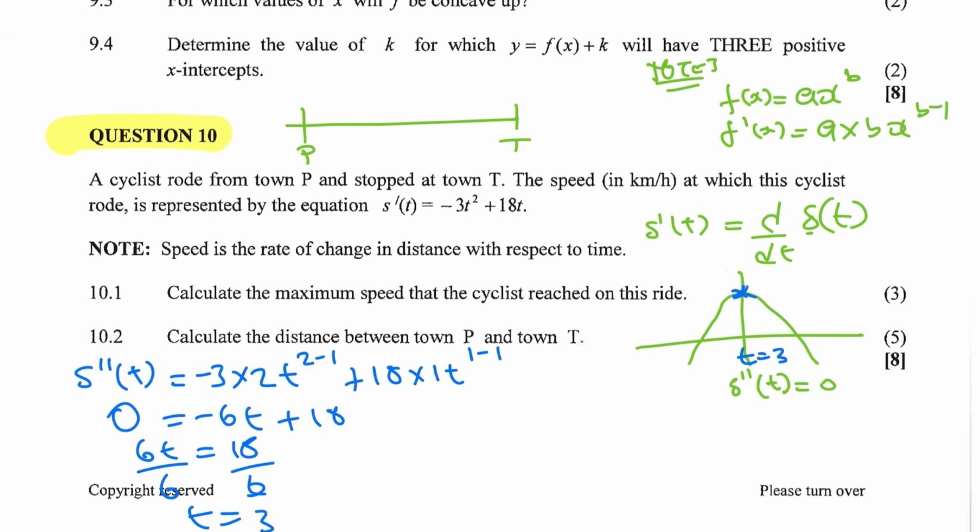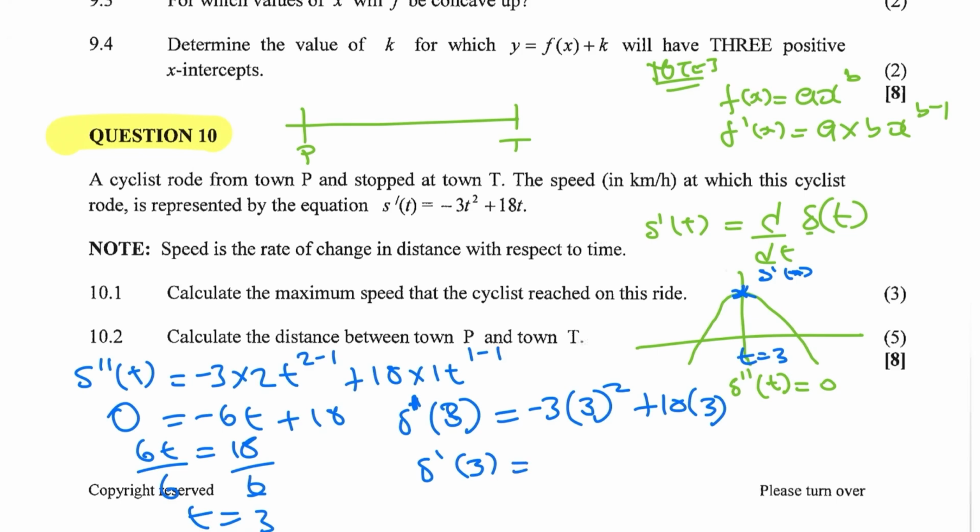Then you need to figure out what your speed is. So you're going to take the 3 and substitute it in this equation. So s of 3 derivative, the first derivative, is going to be negative 3 times 3 squared plus 18 times 3. Make sense? So when time is 3, after 3 hours, that's when he reaches the maximum speed. Now we're trying to calculate, what is that maximum speed?